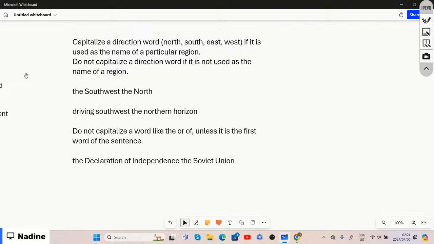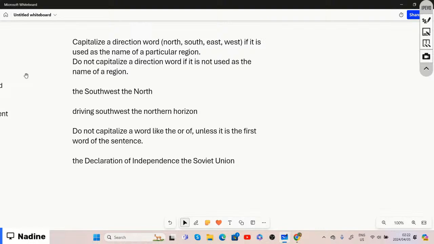And here we have an example of giving directions, driving southwest, the northern horizon, right? So we don't capitalize that. And then lastly, we do not capitalize a word like the or of unless it is the first word of a sentence. So usually the words of and the are probably some of the most popular words.